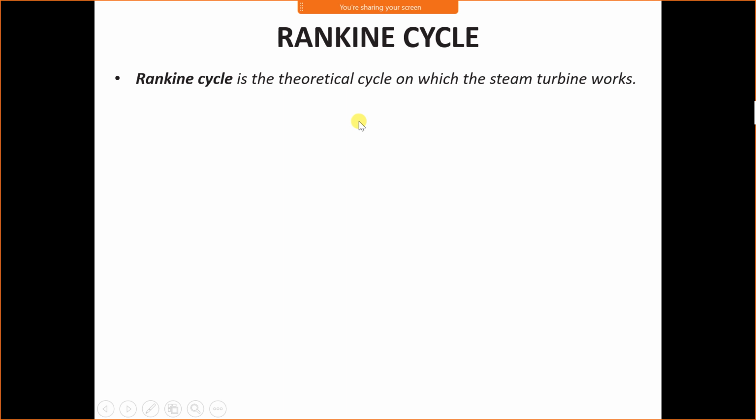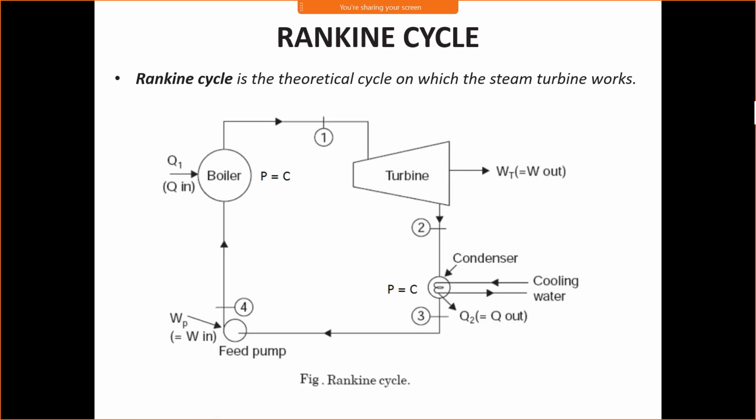Now today we'll study the theoretical Rankine cycle. Rankine cycle is a basic cycle which is used in the thermal power plant or the steam turbine. It consists of mainly four components. First is a boiler. In a boiler, water is converted into steam. Then that steam is supplied to the turbine, where the turbine rotates and the mechanical energy is converted into electrical energy and we get electricity.